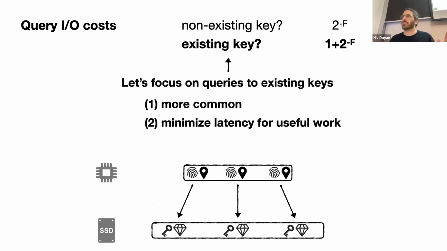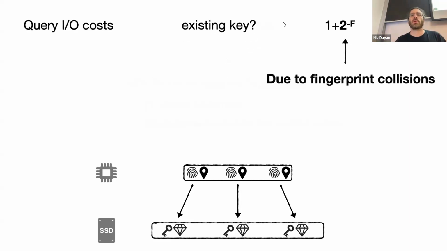Okay, good. Now, let's suppose for a second that we only care about queries that actually target existing keys. And why? Perhaps because they're more common, or because we're interested in minimizing latency for queries that actually do useful work. So we only care about this metric. Right? And we observe, right, this one IO, we have to do one IO to fetch the entry from storage. We can't really do much about that. But we might ask, what can we do about this cost here?